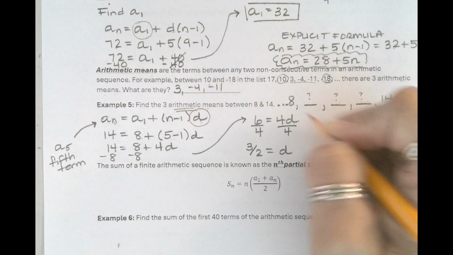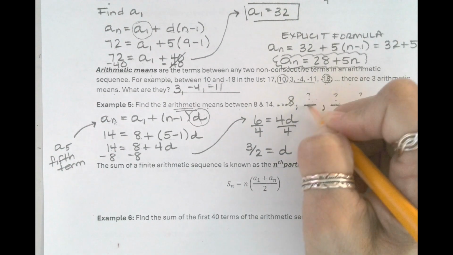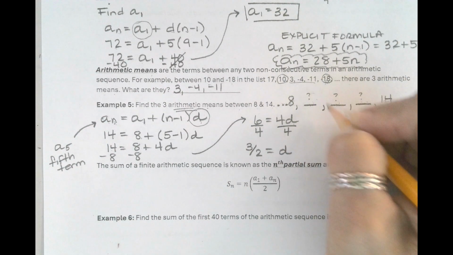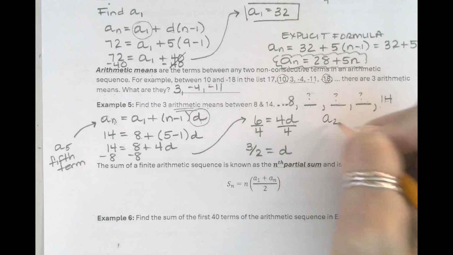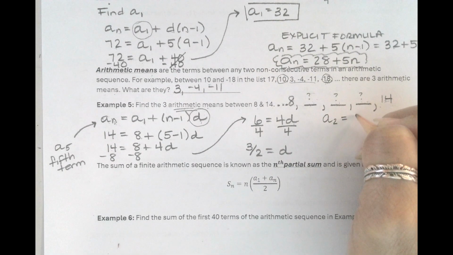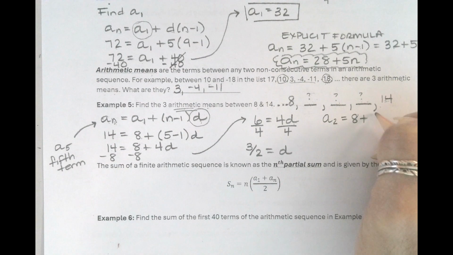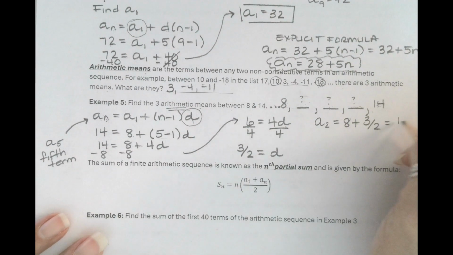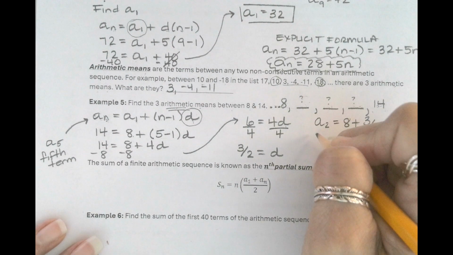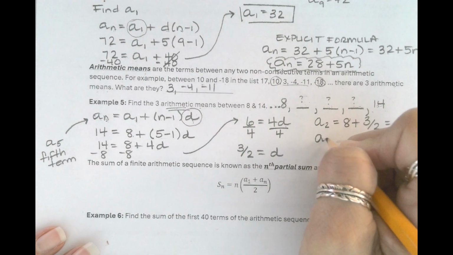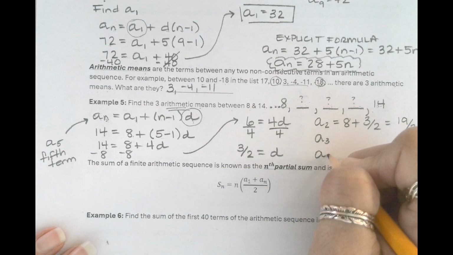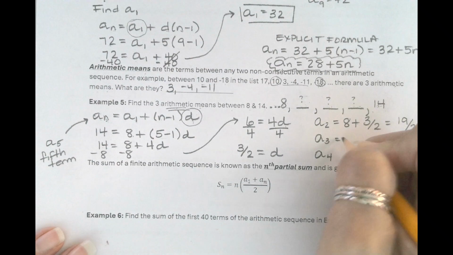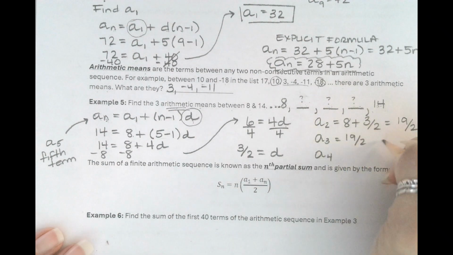I know A1 is 8, so to find A2, the second term, I need to take the 8 and add 3/2 to it. And when I do 8 plus 3/2, I'm going to end up with 19/2. And I will do that 2 more times, to find A3 and A4. Take the previous answer and add 3/2.